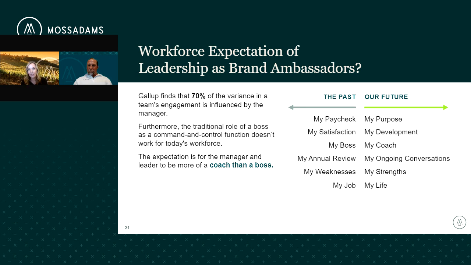Whereas the workforce today, again, is moving into that employee-centric experience. It's looking different. They're talking more about what's my purpose? What is the vision of my role looking forward? What does my development plan look like? Not only my coach, but do I have a mentor? What is that plan looking like for me going forward?